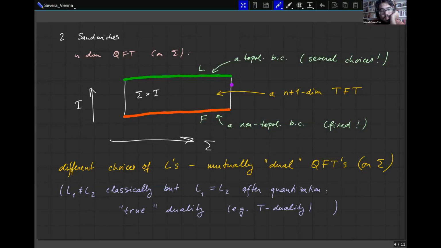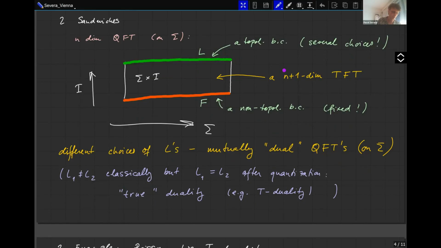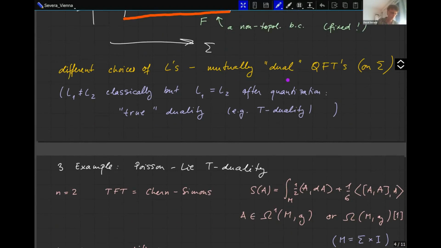Okay, now let me come to one of those examples, which is Poisson-Lie T-duality. Just to tell you what kind of topological field theory we should choose, what is going to be this dynamical boundary condition, and what kind of topological boundary conditions one can use there. Poisson-Lie T-duality is for two-dimensional sigma models. We need to take a three-dimensional topological field theory, which is just Chern-Simons theory. So here is this traditional action functional.